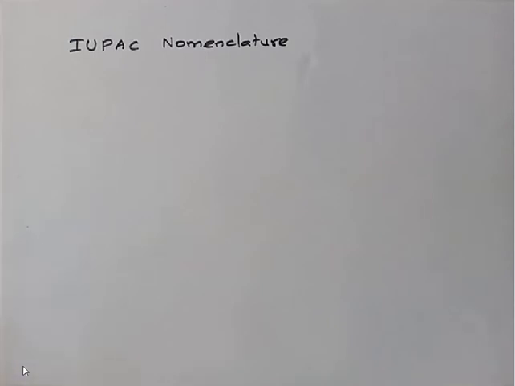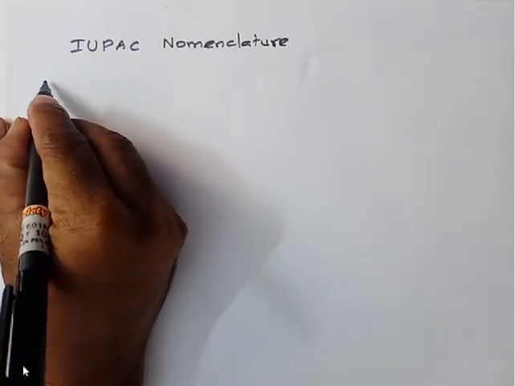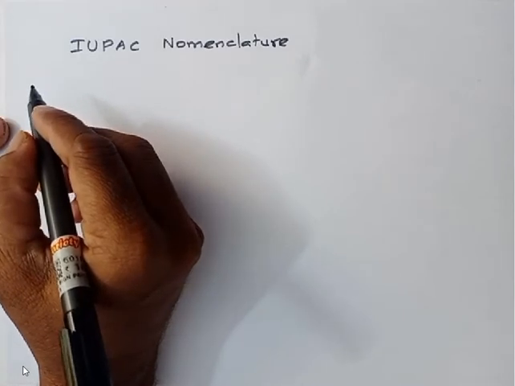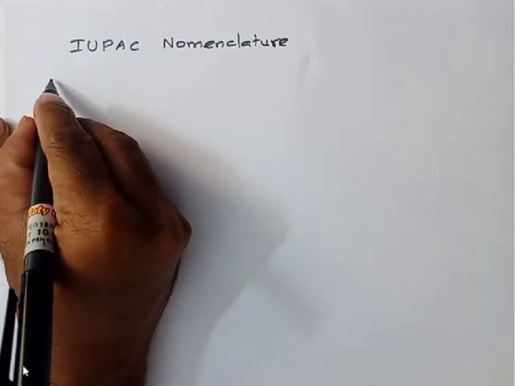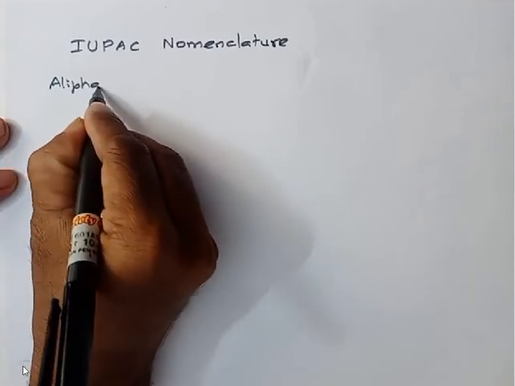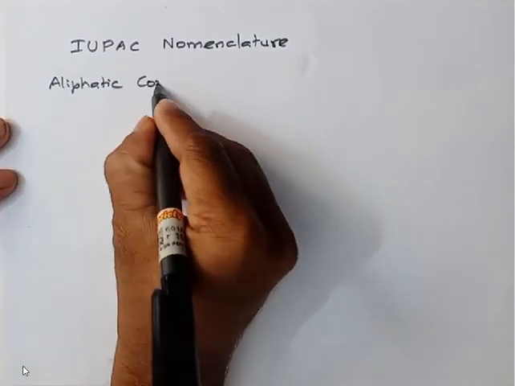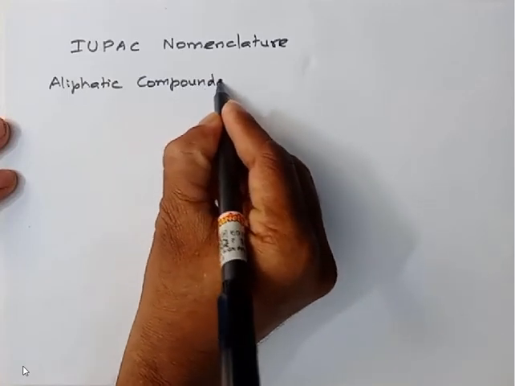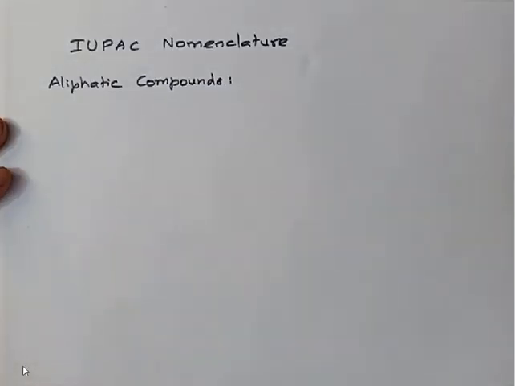The IUPAC name of an organic compound actually contains 5 parts. In this first lecture, we'll discuss how to write the IUPAC name for aliphatic compounds. First, let us start with aliphatic compounds, then we'll discuss aromatic compounds. So the IUPAC name of an organic compound, or specifically an aliphatic compound, contains these 5 parts.